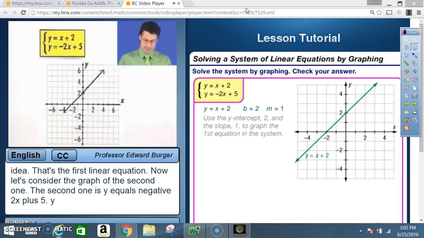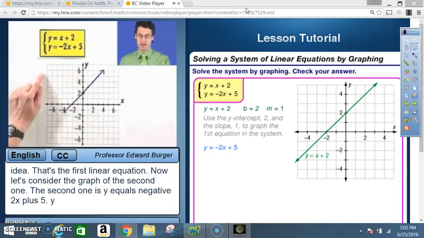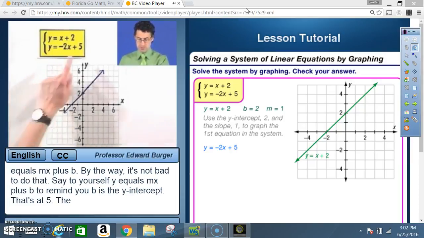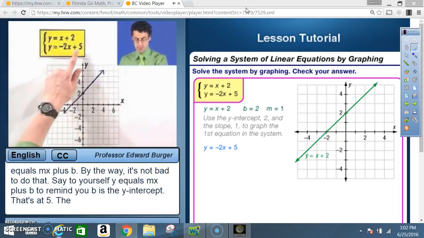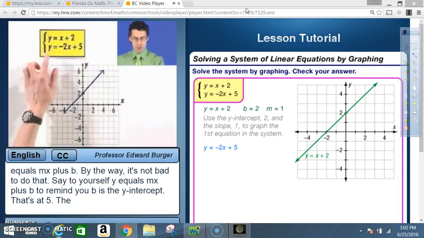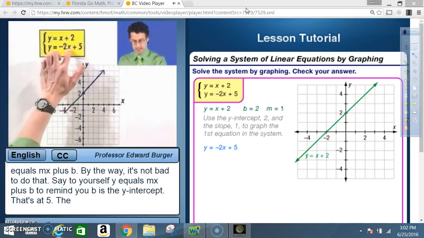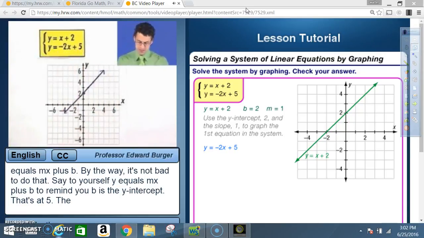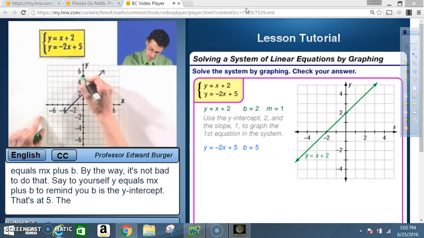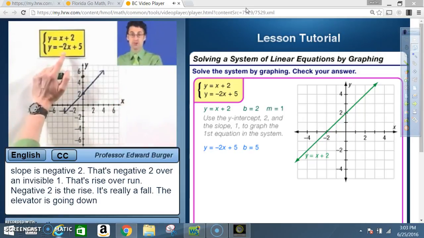Now let's consider the graph of the second one. The second one is y equals negative 2x plus 5. So here we have a y-intercept of, y equals mx plus b. By the way, not bad to say to yourself, y equals mx plus b, to remind you, b, that's the y-intercept. That's at 5. And the slope is negative 2. That's negative 2 over an invisible 1.